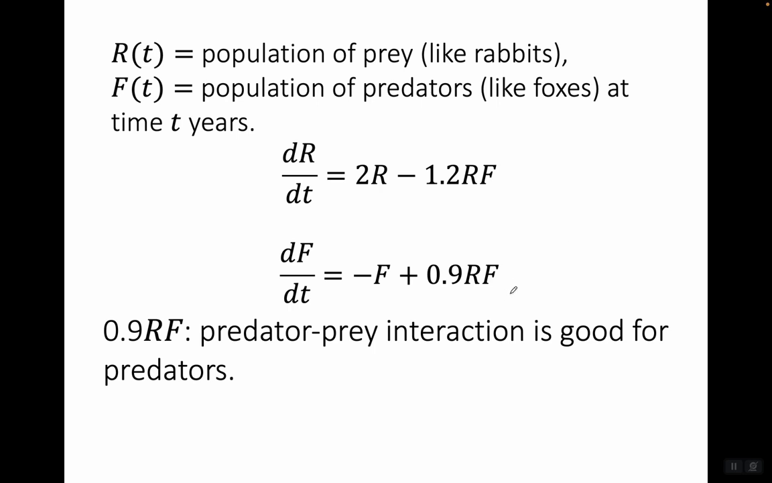However, the factor in front of the RF is positive, plus 0.9RF. Predator-prey interaction is good for predators. So when you have lots of rabbits and lots of foxes, oh, this is going to be big, so it's going to increase the number of foxes.